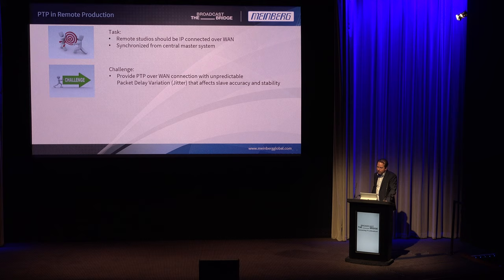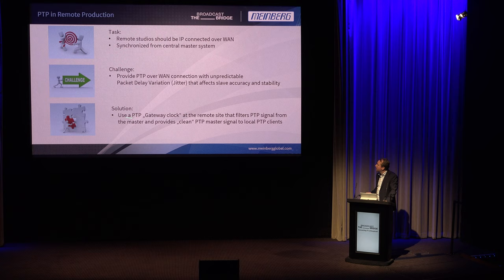Because it's a leased line, you don't know which type of equipment is between there, and it's not fully PTP aware on that path. So the solution is using a kind of gateway clock at the remote site that is filtering the PTP signal from the master over the WAN connection and provides then a clean PTP master signal to the local PTP clients. With that, but without the need of an additional GPS antenna on the roof of that remote site. So how was that done?